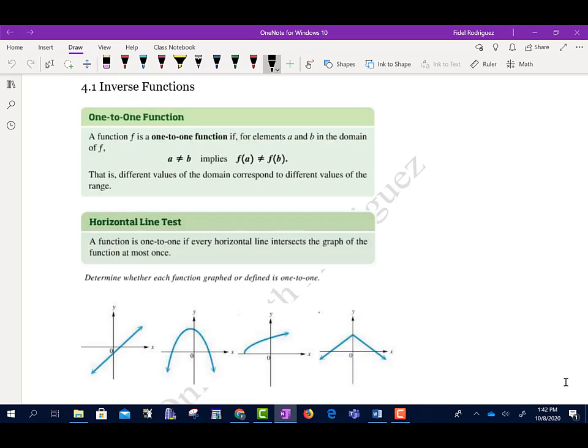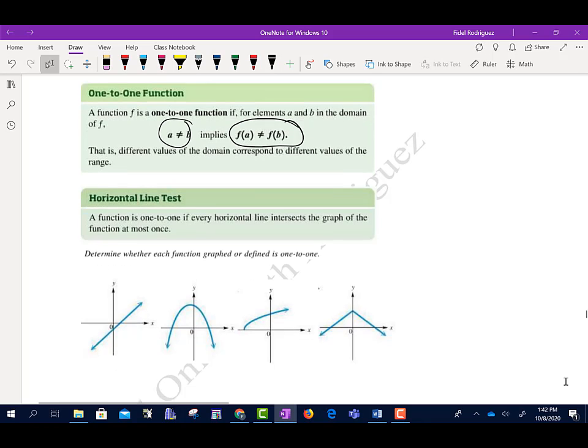Section 4.1 is talking about inverse functions. The first thing I have here is something called a one-to-one function. It says a function is one-to-one if for elements a and b in the domain, if a and b are different, then f of a and f of b are going to be different. That is, different values of the domain correspond to different values of the range.